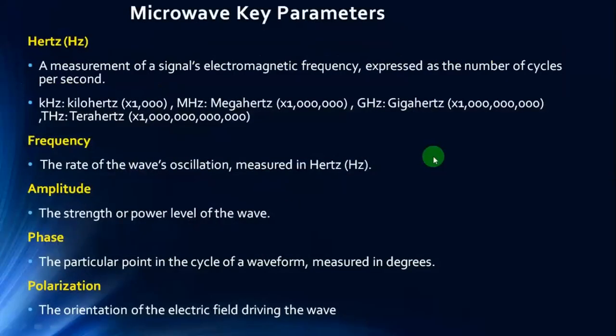The microwave key parameters are frequency, amplitude, phase, and polarization. So we have learned about the frequency of microwave signals. It is a measurement of a signal's electromagnetic frequency, expressed as the number of cycles per second, in kilohertz, megahertz, gigahertz, and terahertz. We know that for a megahertz signal it is 10 to the power 6, for a gigahertz signal 10 to the power 9, and for a terahertz signal 10 to the power 12.